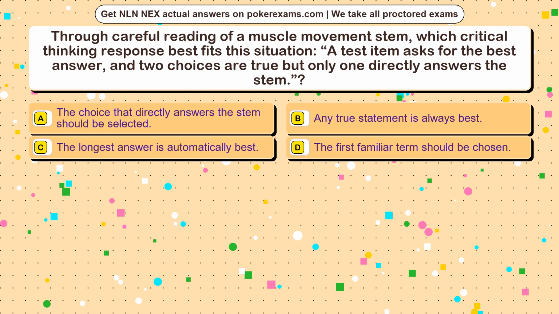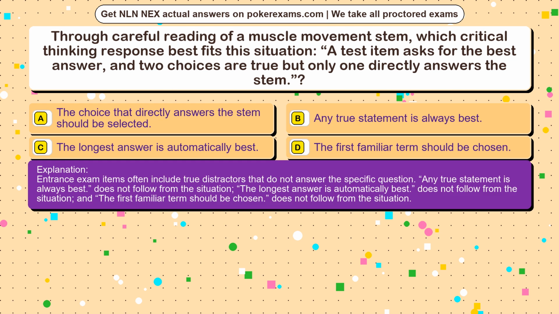The correct answer is option A. Entrance exam items often include true distractors that do not answer the specific question. Any true statement is always best, does not follow from the situation. The longest answer is automatically best, does not follow from the situation. And the first familiar term should be chosen, does not follow from the situation.